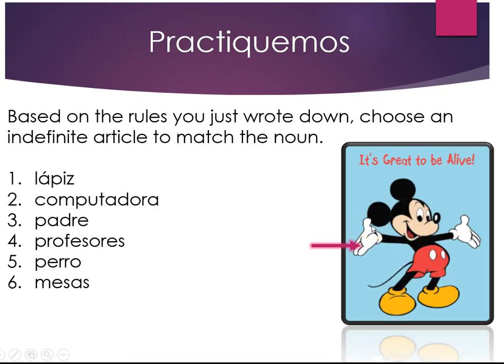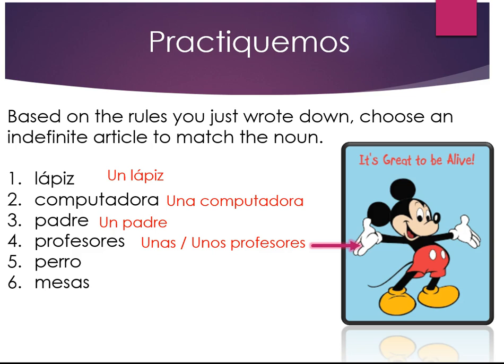So again, based on the rules you just wrote down, choose an indefinite article to match the noun: un, una, unos, or unas. Pause here. Did you get un lápiz? Una computadora? Un padre? Unos or unas profesores. Remember, a professor is somebody who's alive, and you can have both male and female teachers or professors.